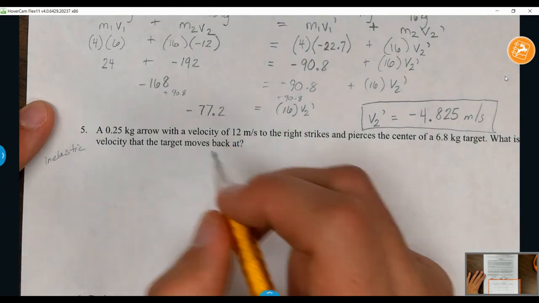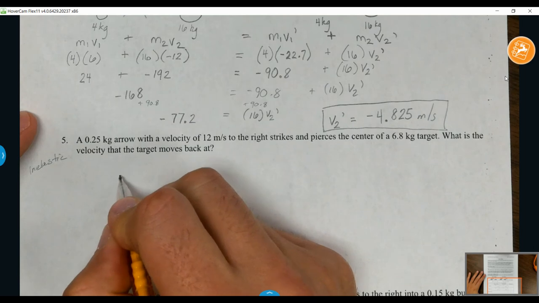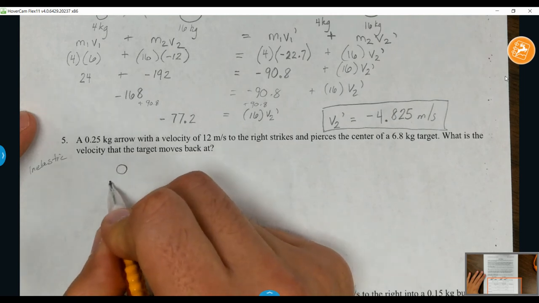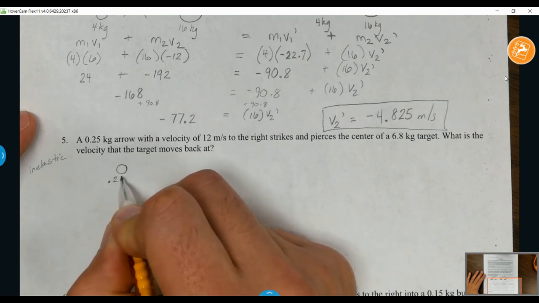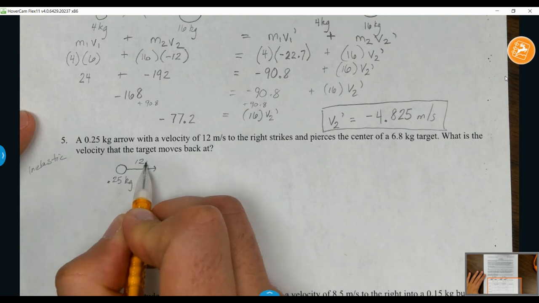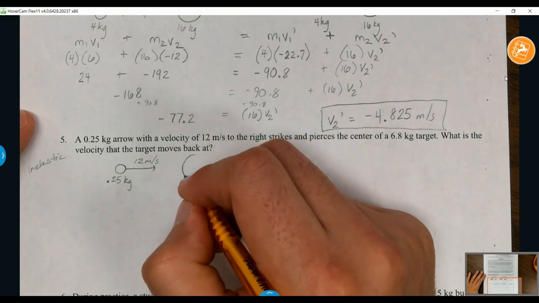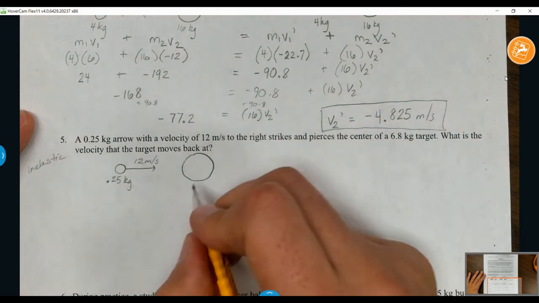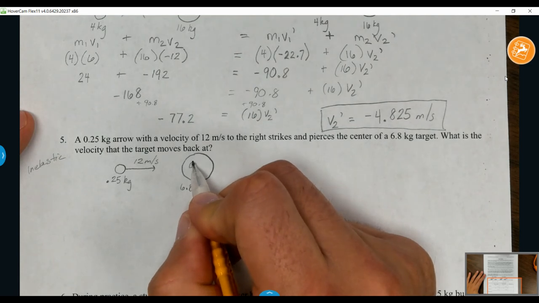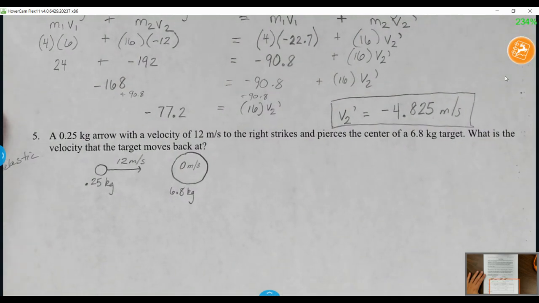So let's just draw that out for us here. The first object is 0.25 kilograms, and it's moving at 12 meters per second to the right, and it strikes a target that's 6.8 kilograms and was not moving. They didn't give us any value here, so you're assumed it is not moving.